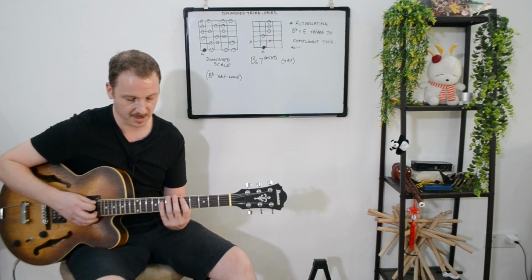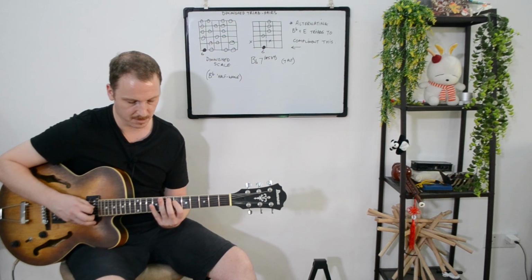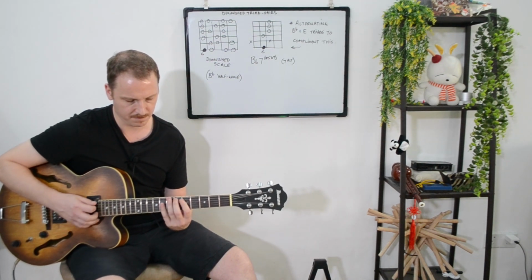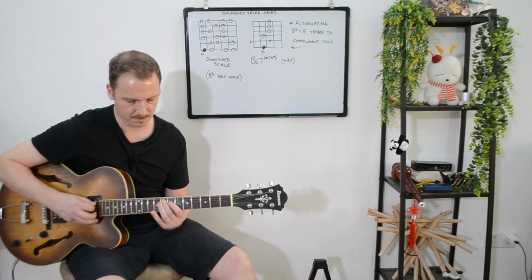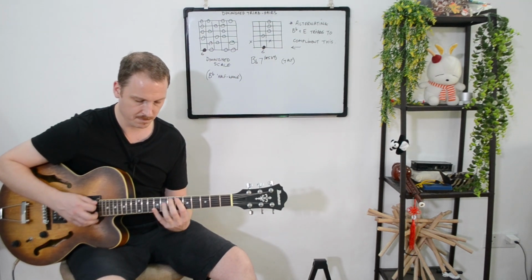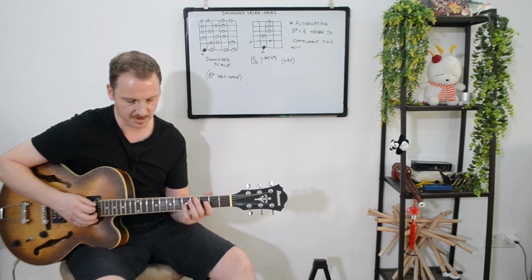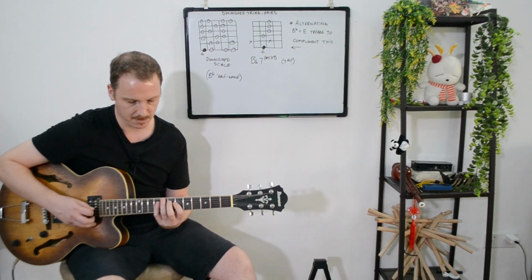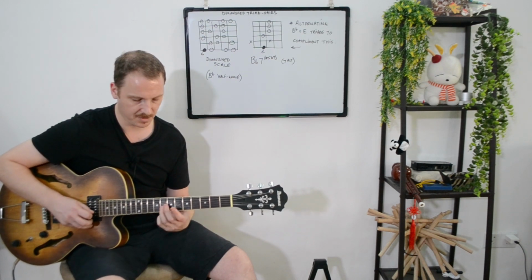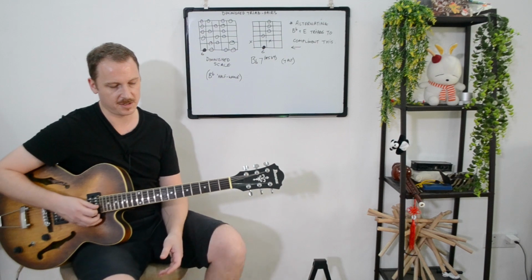If you go from the 3rd, then you get the same effect. You'll just land in a different place. So that lands you on the root. If you go from the 5th, then it's going to land you on the 3rd. So it's kind of perfect for that little transition.